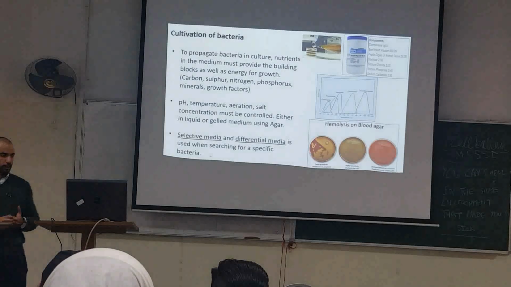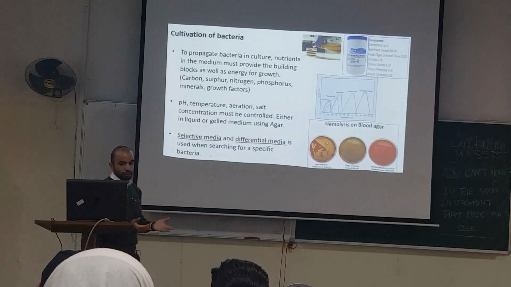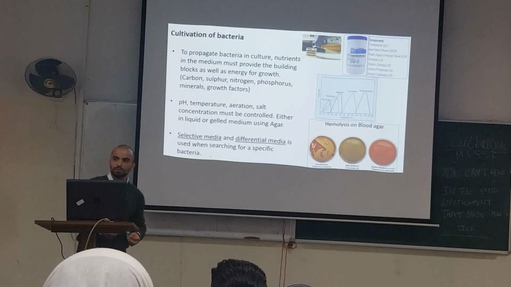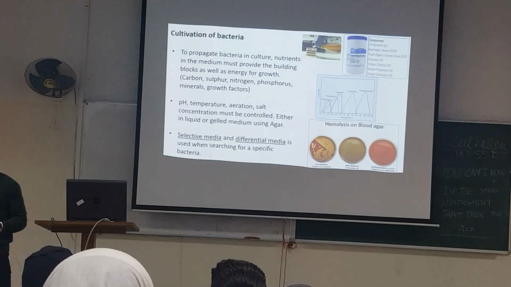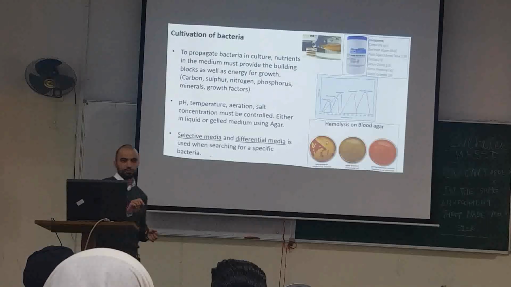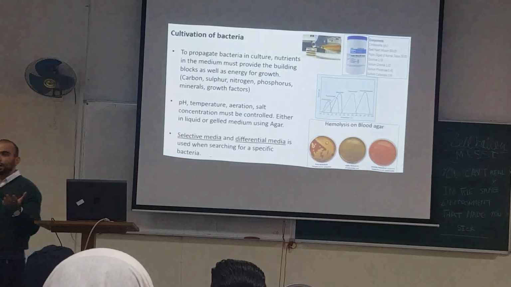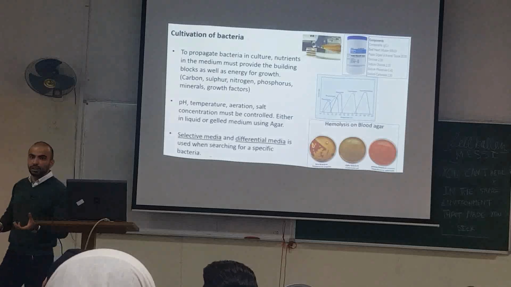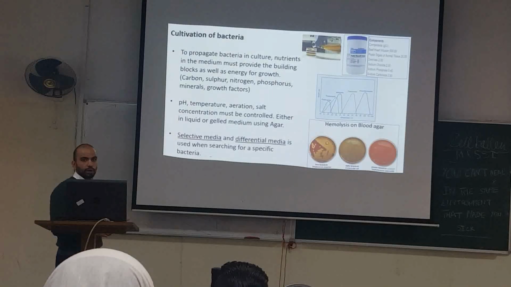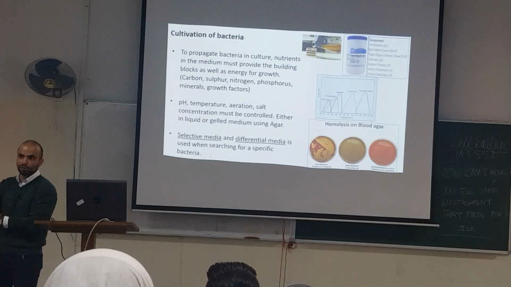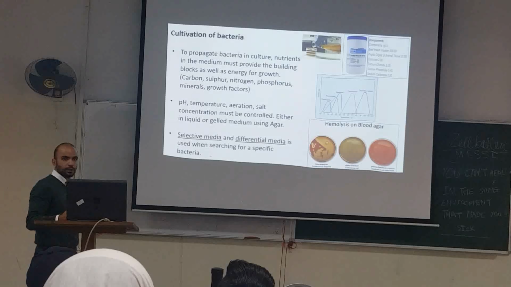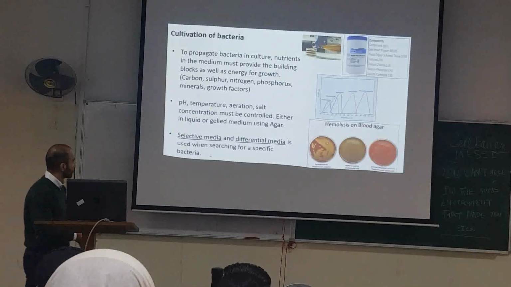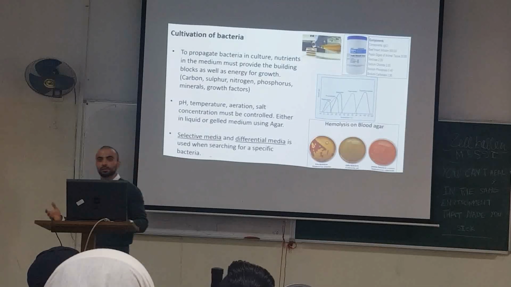Now, if we are talking about media, we should know about selective and differential media. So selective media, as the name implies, selects for certain bacteria to grow in them. So it does not allow the growth of any bacterial species that you put in this media, only certain bacteria. And this selectivity can be done through having certain nutrients that only this bacteria can use, or by having, for example, an antibiotic that would kill all other bacteria except the bacteria that you are looking for. Okay, so this is selective media.